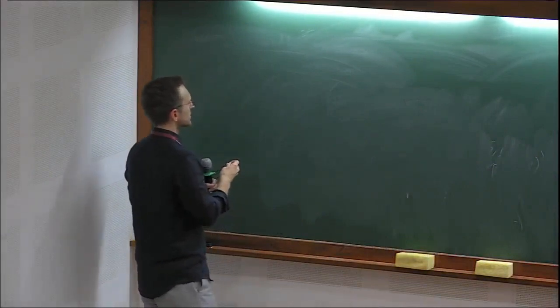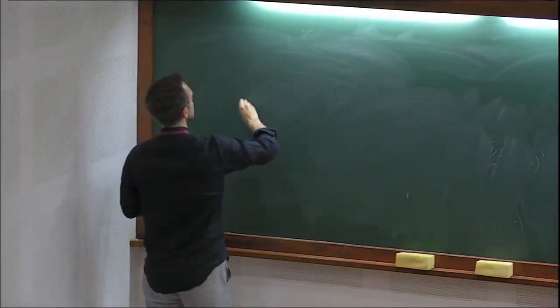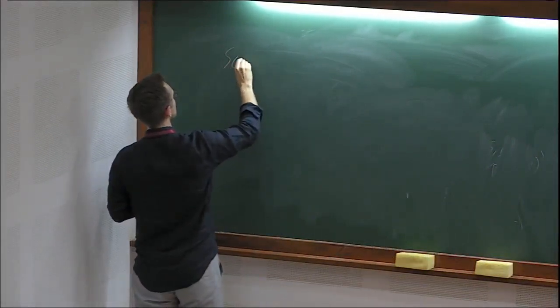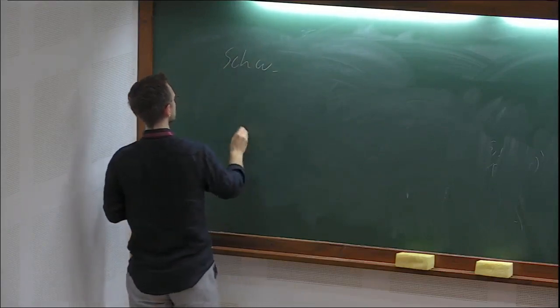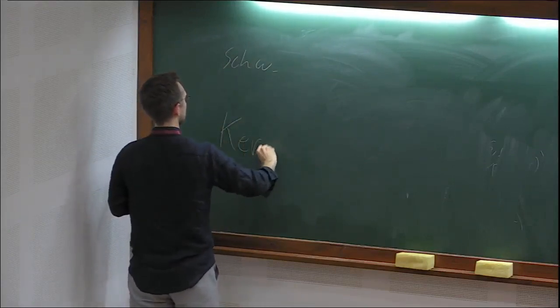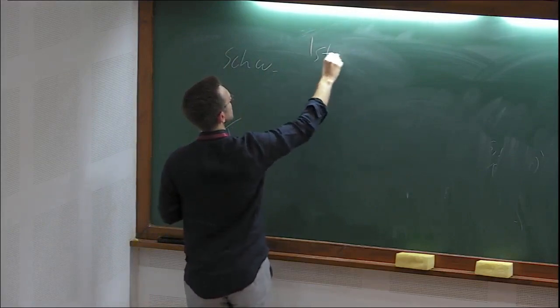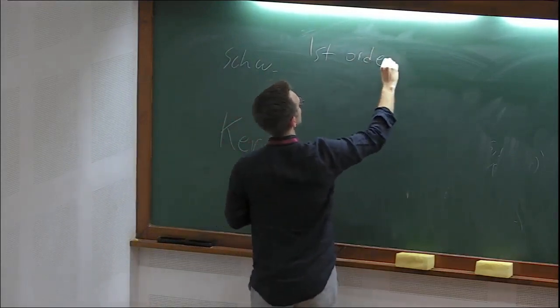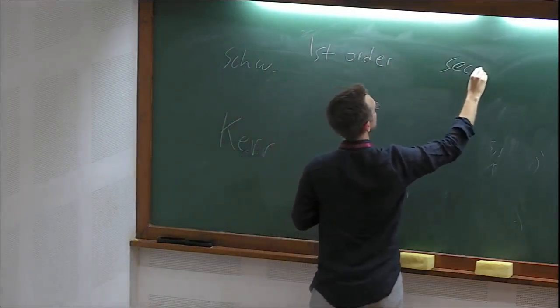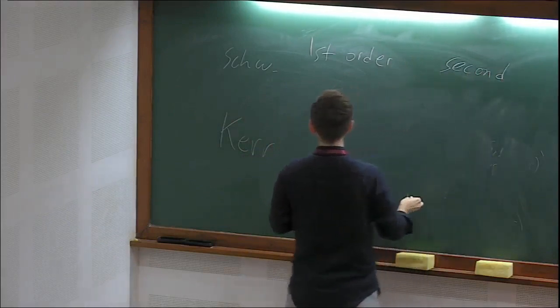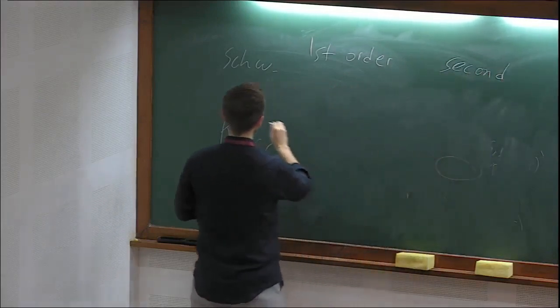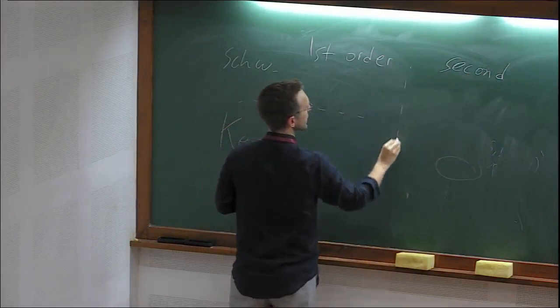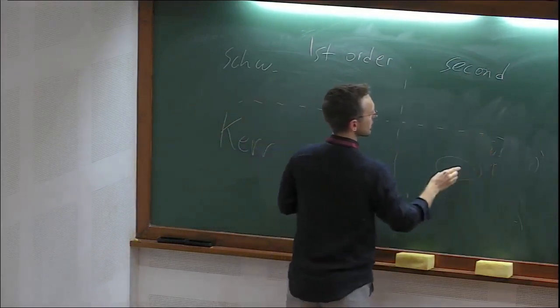Now, what we want is, so let's say we draw a table here. We have Schwarzschild, and we have Kerr, and we've got first order, and we've got second order. So ultimately, what we want is to be down here. We want second order calculations in Kerr.